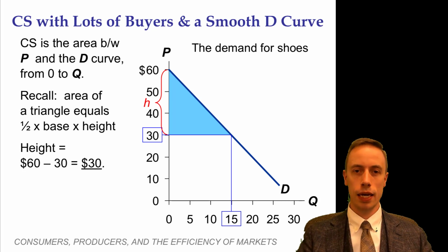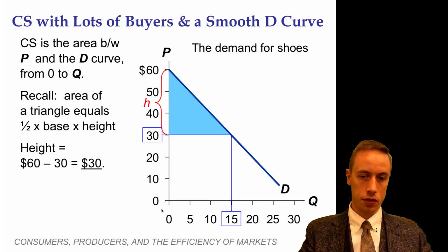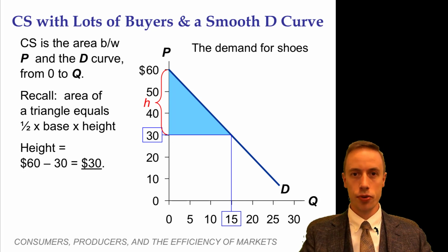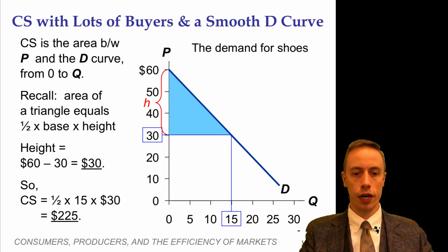Sometimes students will indicate that the height of this triangle is $60 because there's a 60 up here. They're very used to graphs that start at 0. Notice this triangle doesn't start at 0, it starts at 30. So let's do the math. This triangle is $30 high, $15 wide, and then after multiplying those two numbers, we divide by 2. The result is $225 worth of consumer surplus.